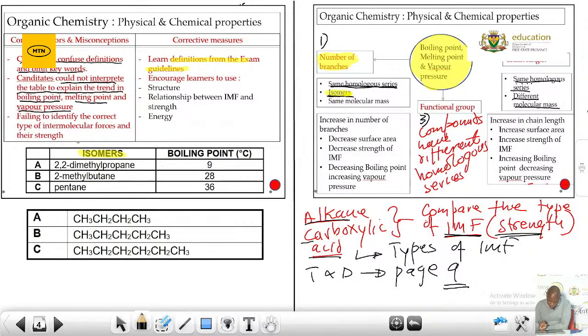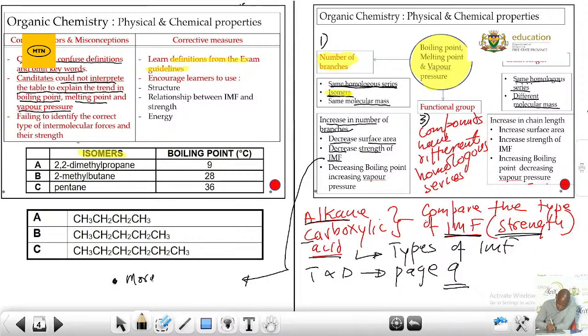So let me quickly go back to explain one last bullet. If I am working with number of branches, the compounds belong to the same homologous series and they are isomers of each other, and most importantly, they have the same molecular mass. But what is key and general here is that an increase in number of branches decreases the surface area. That is what the examiners want to hear. And because they belong to the same homologous series, they should have the same type of intermolecular forces, so we only compare the strength. A decrease in surface area results in a decrease in strength of intermolecular forces. Therefore, this is the bullet that I want to add.